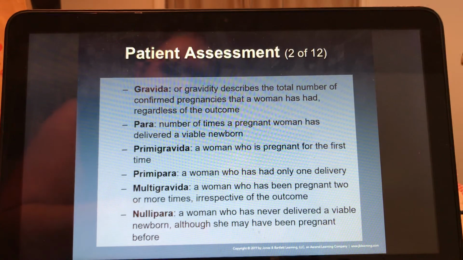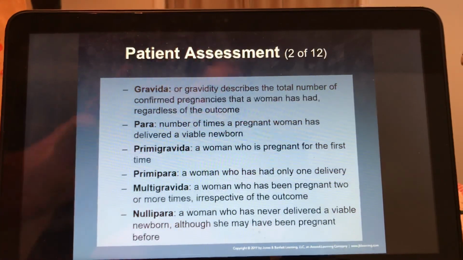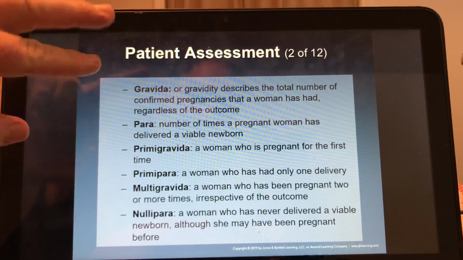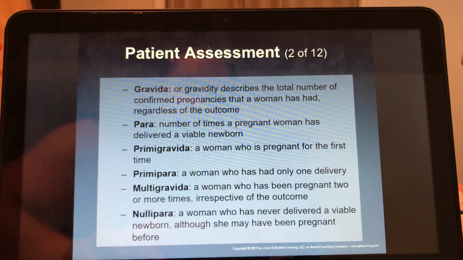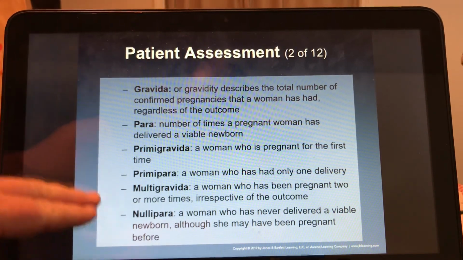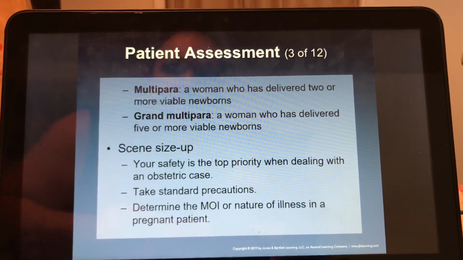You may meet those people. They're in here. Worry about them. My main concern are these first 3. Again, though, they're here. Hint, hint, nudge, nudge, wink, wink. Some more in here. Multipara, woman has delivered 2 or more viable newborns. Grand multipara has delivered 5 or more. Okay. It's kind of too much, but again, they're bolded and they're there. Hint, hint, nudge, nudge, wink, wink.